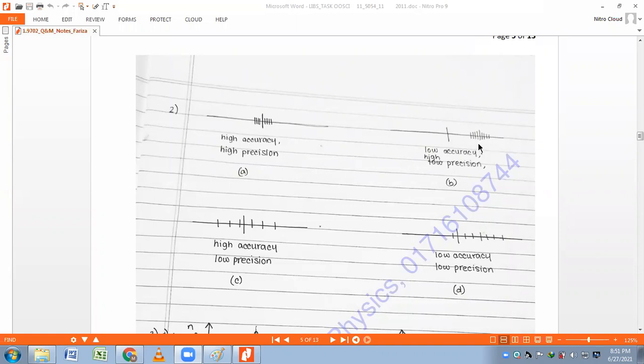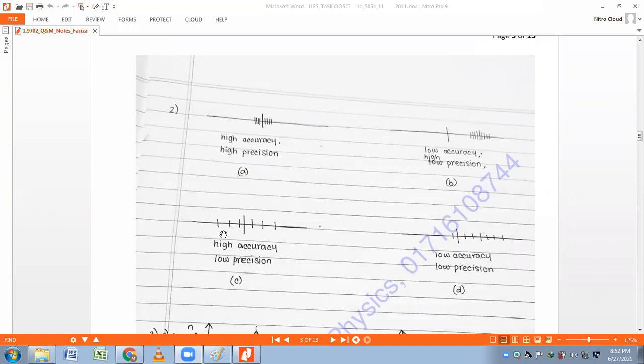This set of data can be said to have a low accuracy but high precision, because the values themselves are pretty close to each other, so it shows high precision, but their average would be somewhere in the middle, where this is the true value. So the average is actually pretty far apart, so the accuracy is missing.